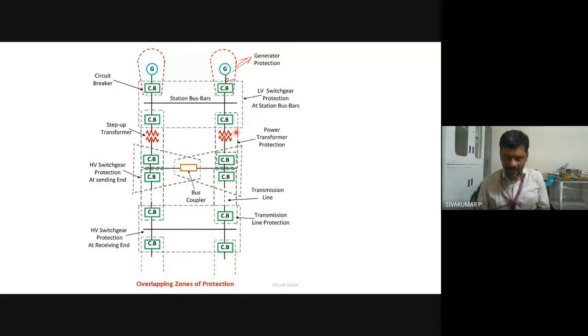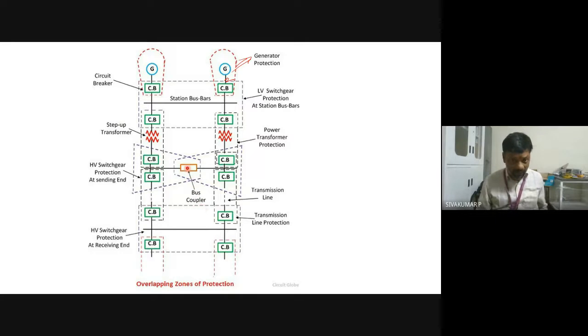You already studied this in machines. For measurement purposes, we use a small transformer, the instrument transformer. Both have different characteristics, which you already studied in measurement and instrumentation. Now, high voltage protection at the sending and receiving end. Here two transmission line paths can be merged with one tie line, the tie line bus coupler.